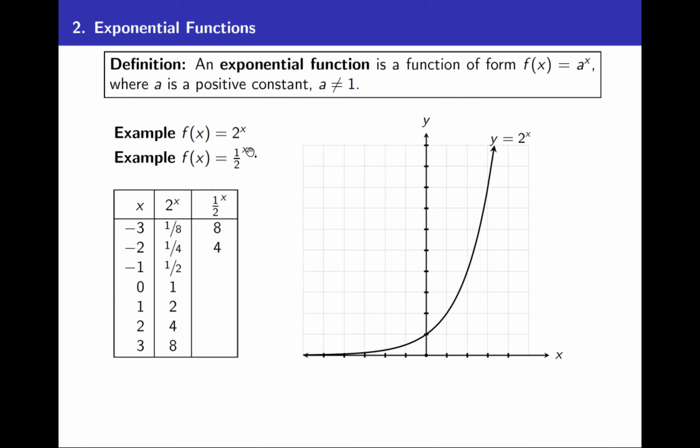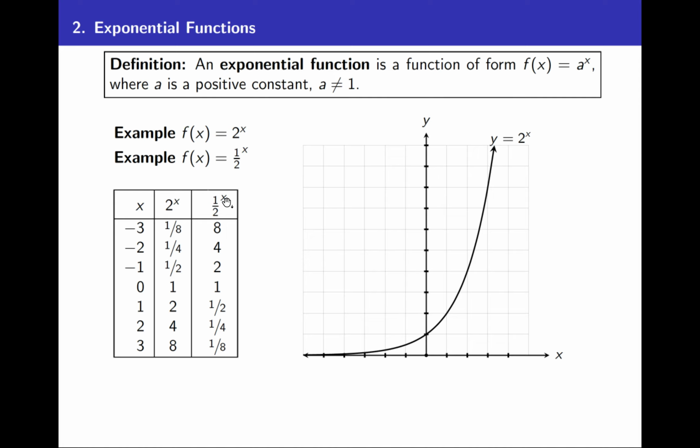1/2 to the power of -1 is 1 over 1/2, which is 2. 1/2 to the 0, well, anything to the 0 is 1. 1/2 to the power of 1 is 1/2. You square 1/2, 1/2 times 1/2 is 1/4. And finally, 1/2 times itself 3 times, 1/2 times 1/2 times 1/2, is 1/8.